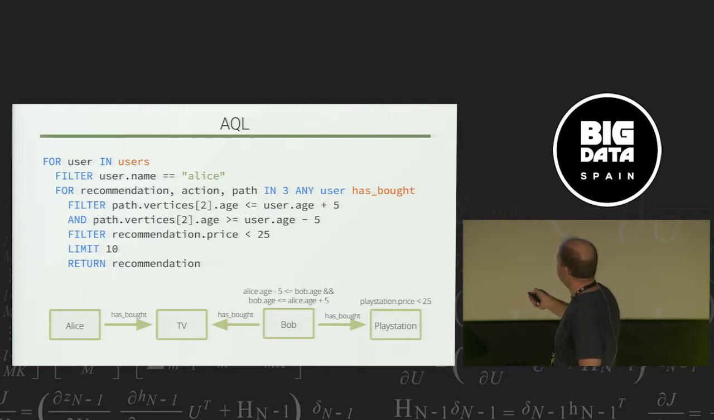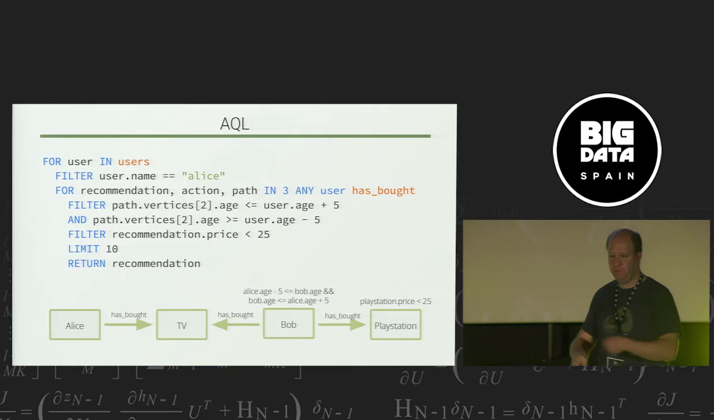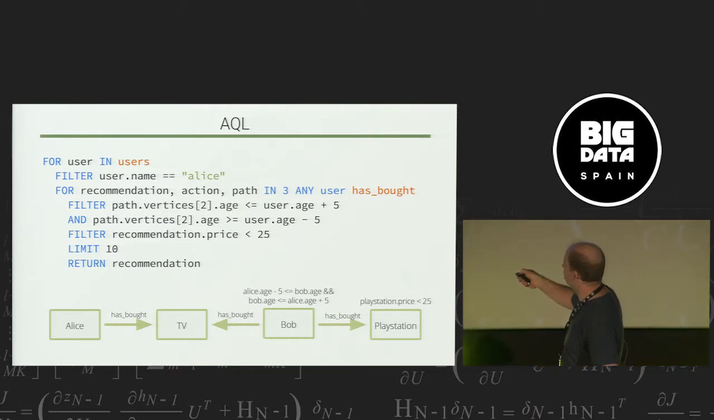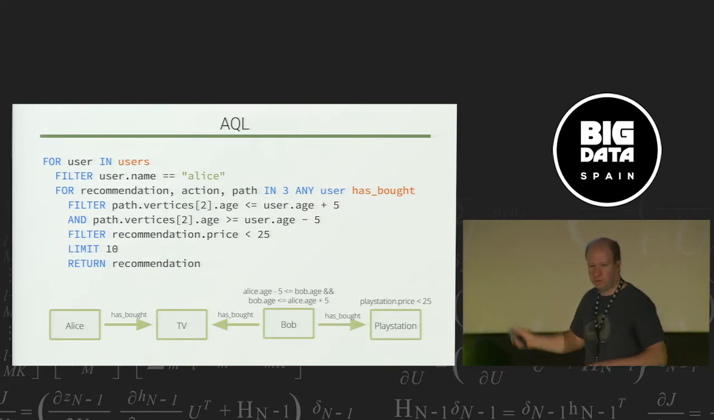And I'm not only asking for the vertex at the end, but I'm also asking for the vertex, the latest edge, and the full path. And then I can formulate my filter conditions by using these variables which are just defined within this for statement. And I can filter according to attribute values, and I can limit to 10 and so on. So that's a typical query.